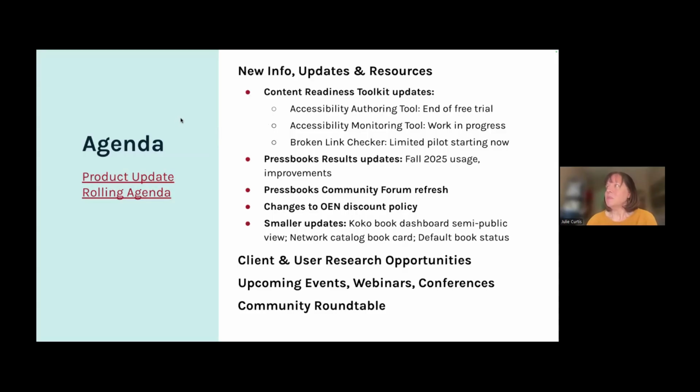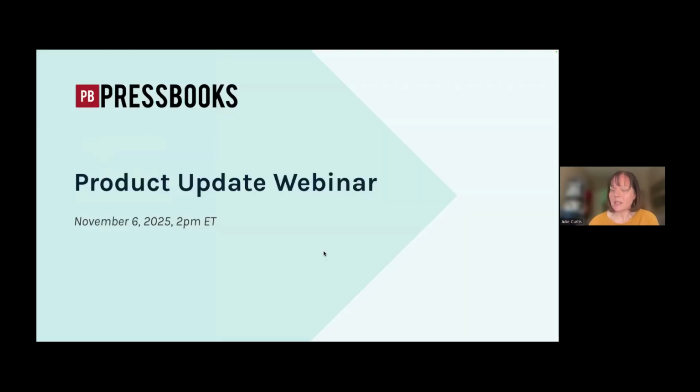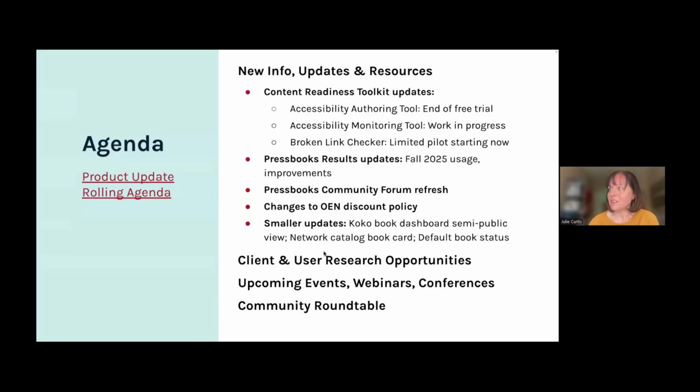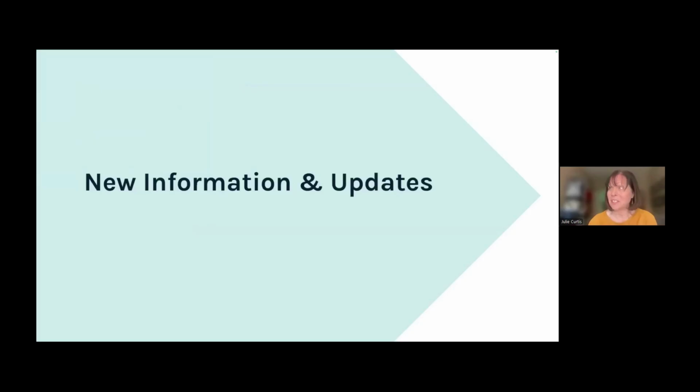Okay, so new information. We're going to talk about the Content Readiness Toolkit, some updates in Pressbooks results, a quick look at the refreshed Pressbooks community forum. We have a change we're announcing to the Open Education Network discount policy, and then a few smaller updates, and then our usual topics around research and upcoming events, and hopefully a little time for a community roundtable today.